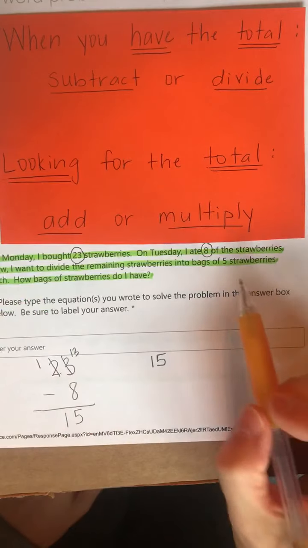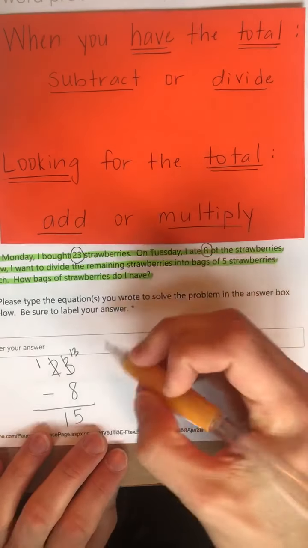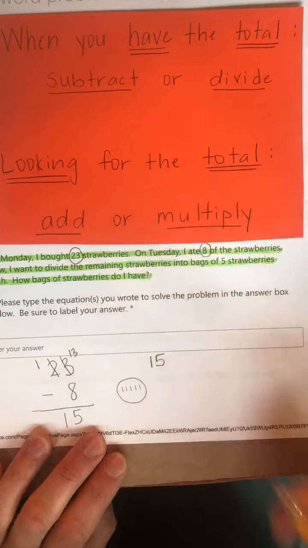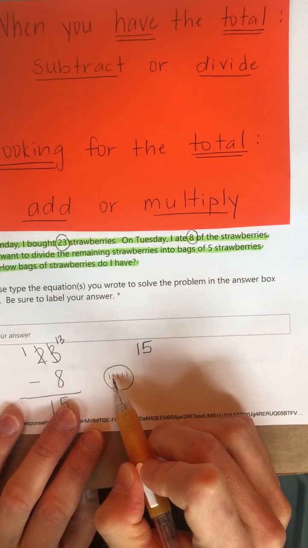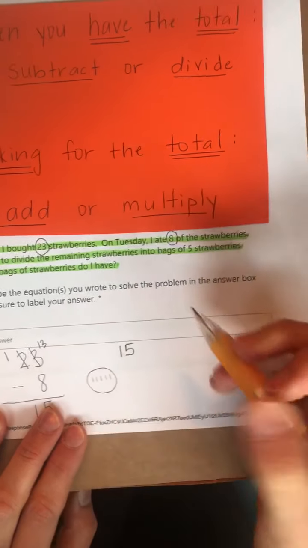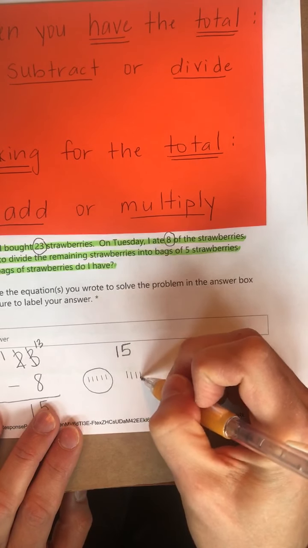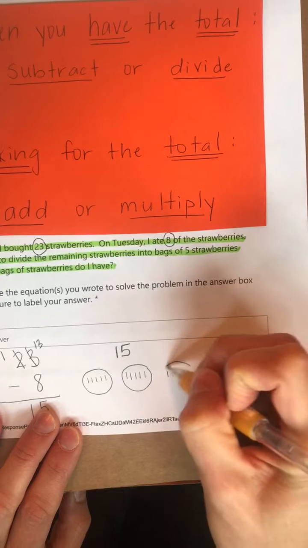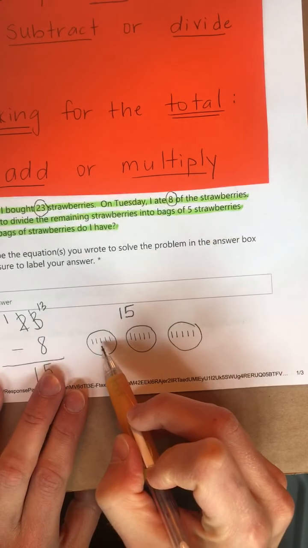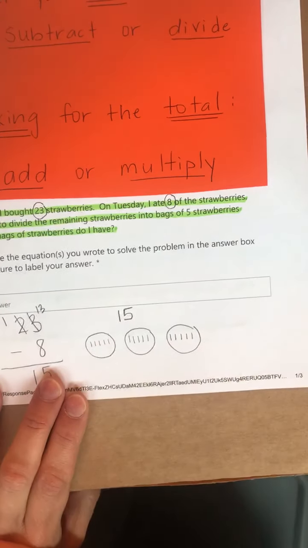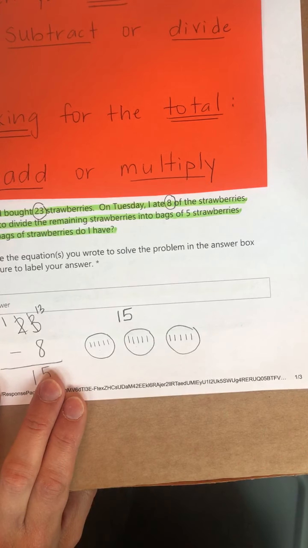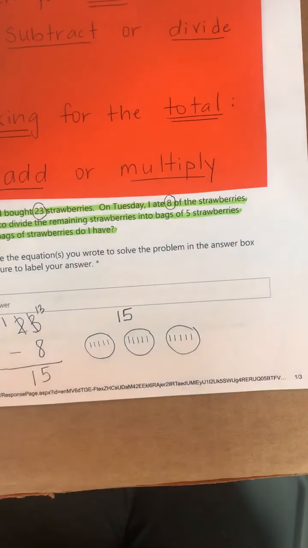So because we're putting them into bags with 5 in each, I'm going to draw a picture that looks like that. So 1, 2, 3, 4, 5, 6, 7, 8, 9, 10, 11, 12, 13, 14, 15. So this picture shows my bags with 5 strawberries in them. How many bags of strawberries do you have? That's right, good, you have 3 bags.